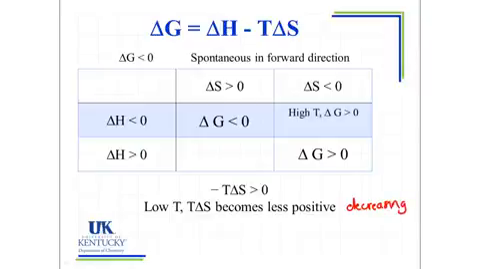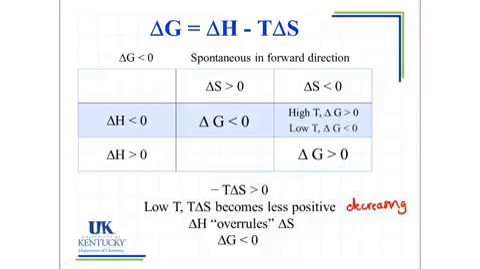And so when I compare that to the negative delta H value, it's not going to be enough to compensate for that. As a result, the delta H overrules the delta S term. And because of that, we end up with a delta G that's less than 0, because the value of the delta H was more negative than the T delta S term was positive. So at low T, delta G is less than 0, and therefore it will be spontaneous in the forward direction.